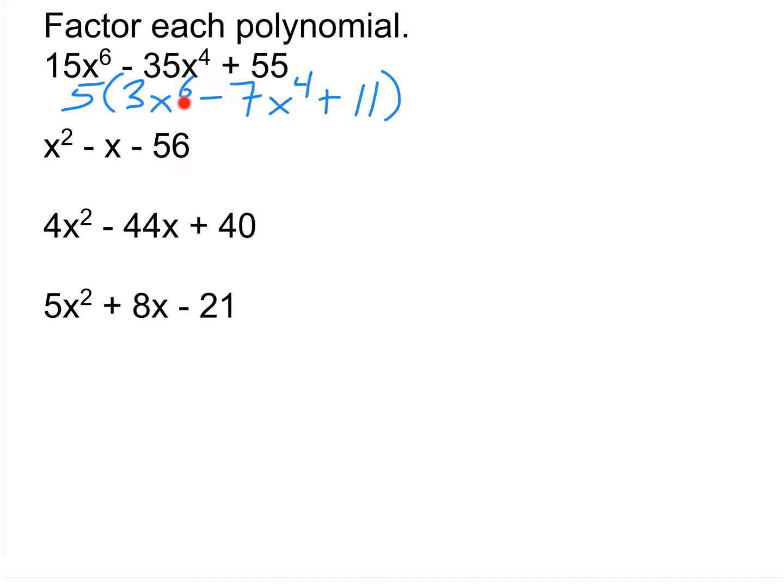And notice this is x to the 6. If this were x squared, we might keep going. But in this case, it's x to the 6, so there's nothing more we can do. So that means that one is done. That's as far as we can factor it.